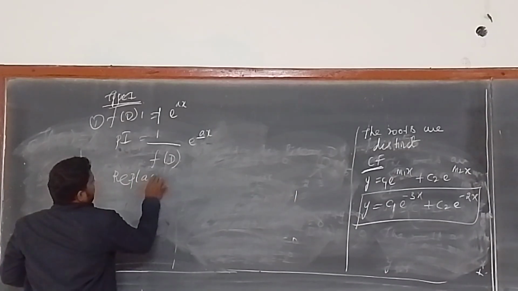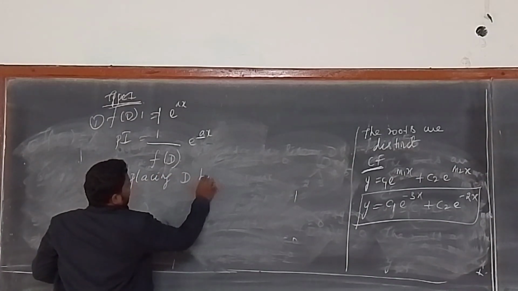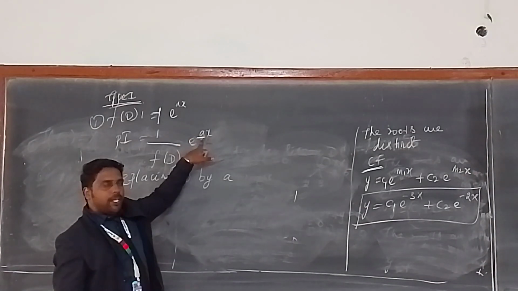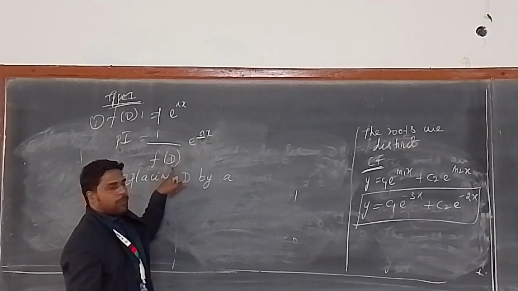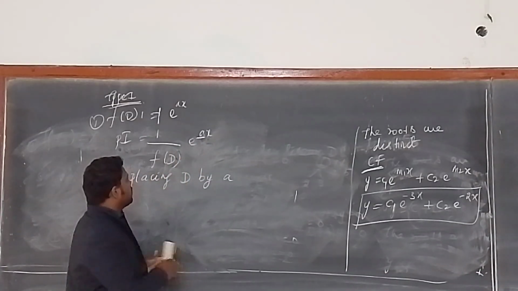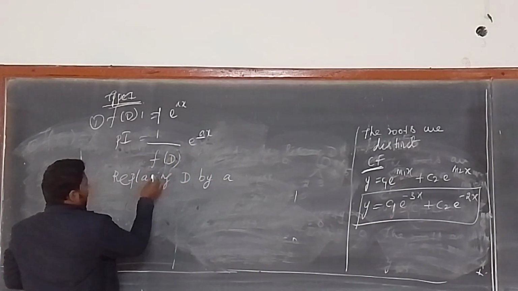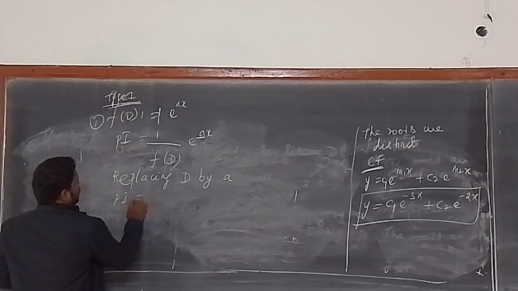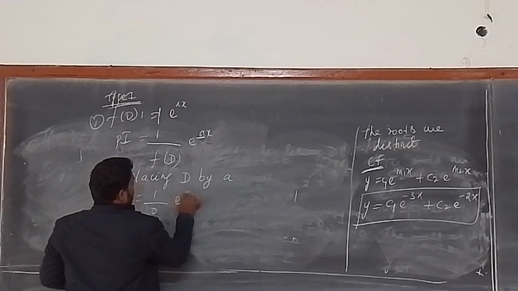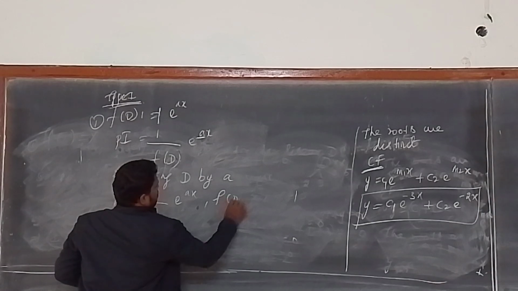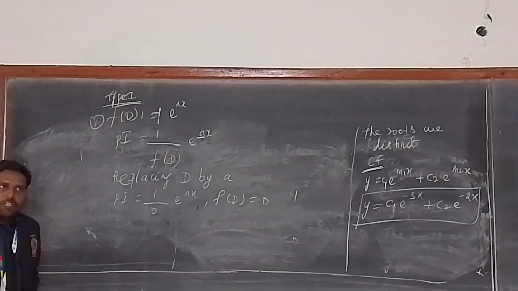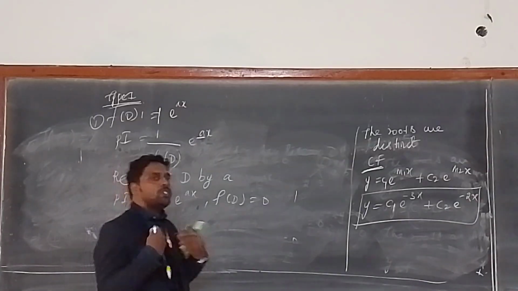We replace D by a. Okay, so we have replaced D by a in the coefficients here, and that is how we find the value. Suppose the denominator f(a) is 0. When f(a) is 0, the denominator is 0, so 1 by 0 gives infinity.